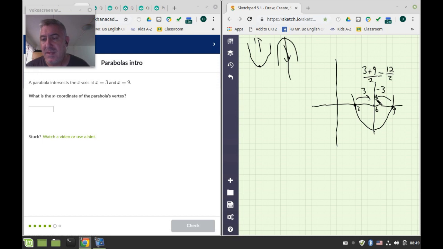Okay, so that means that if x is 6, I just need to find out what y is when x is 6, if I want to find the vertex, but we don't have to do that here. It just wants the x-coordinate of the parabola's vertex. So that x-coordinate is 6.